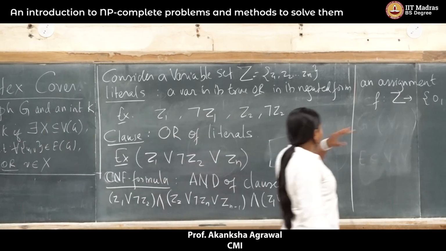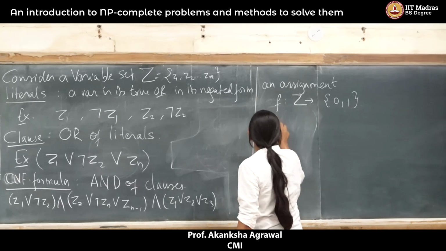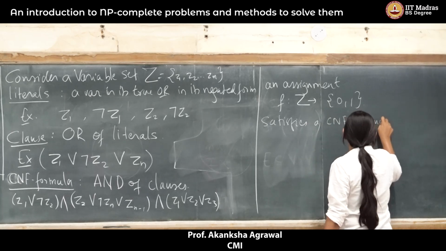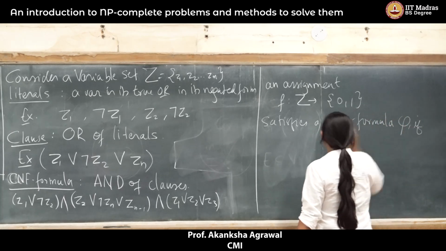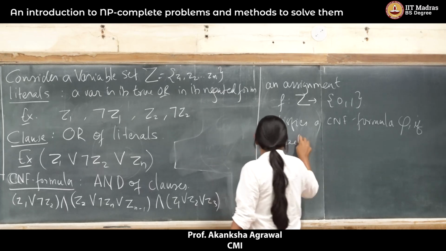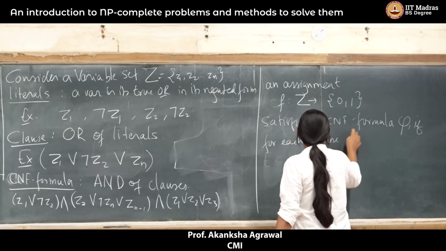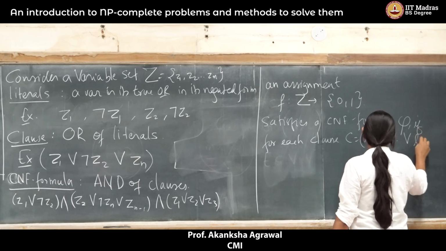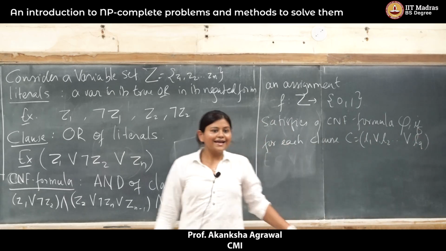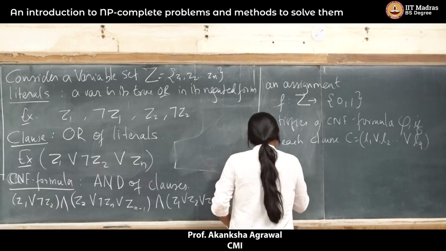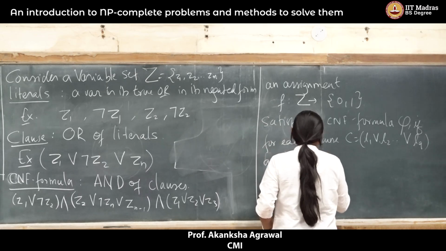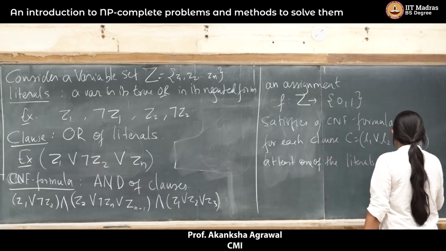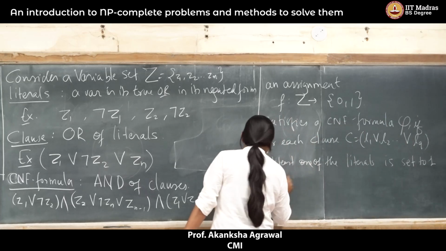Okay. So an assignment F satisfies a CNF formula phi if for each clause C, which is say L1 or L2 and so on up to or LQ, where the Li are literals, at least one of the literals is set to 1 by F.